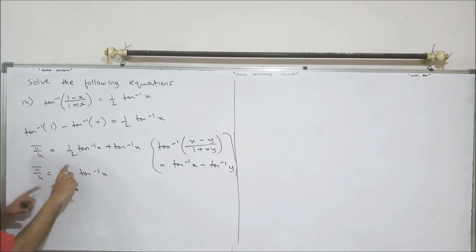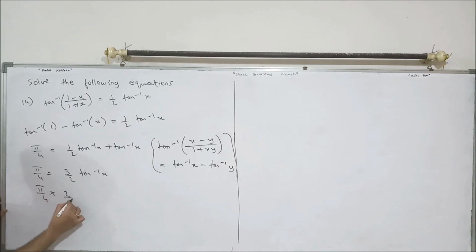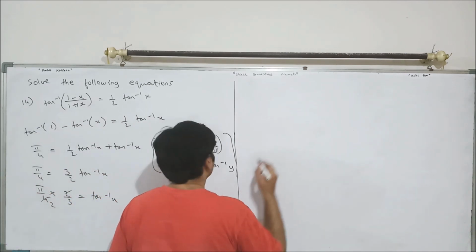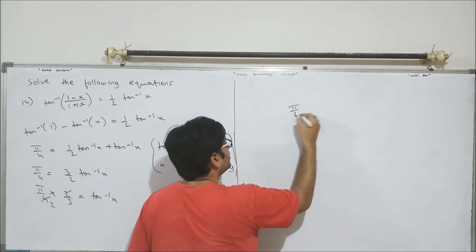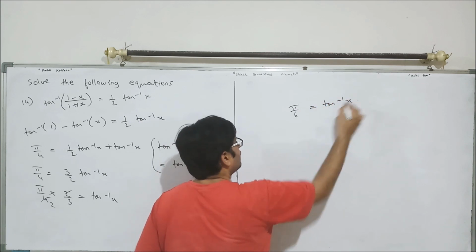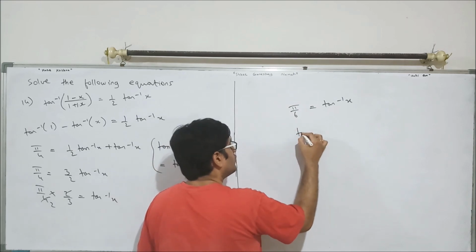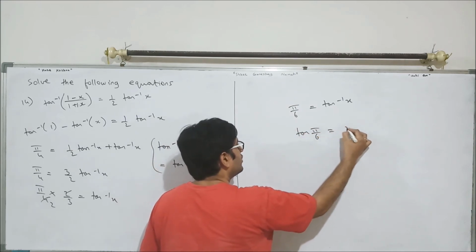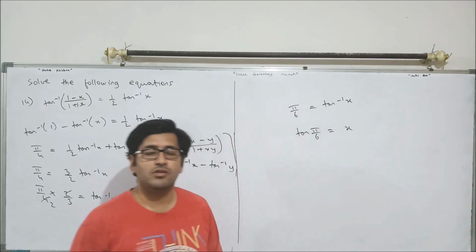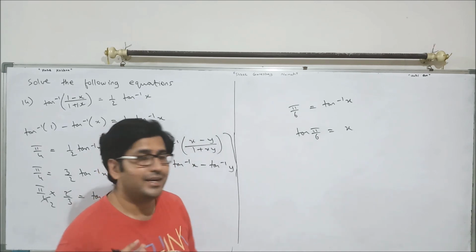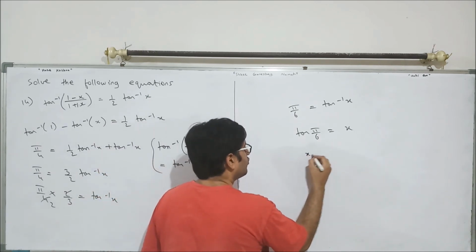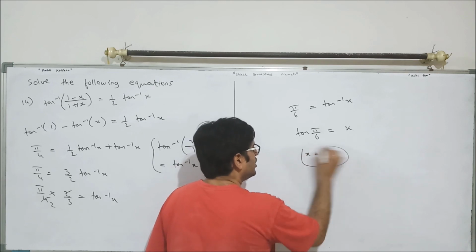So now multiply 2 by 3 on this side. So we are going to get pi by 4 into 2 by 3 is equal to tan inverse of x. So 2 ones are 2, 2 twos are 4, so we are left with pi by 6. So we are getting pi by 6 is equal to tan inverse of x. Now if this tan inverse goes on the left hand side, it becomes tan function. So we are getting tan pi by 6 is equal to x. So x is equal to tan pi by 6, meaning x is equal to tan 30, and tan 30 we very well know it is 1 upon root 3.